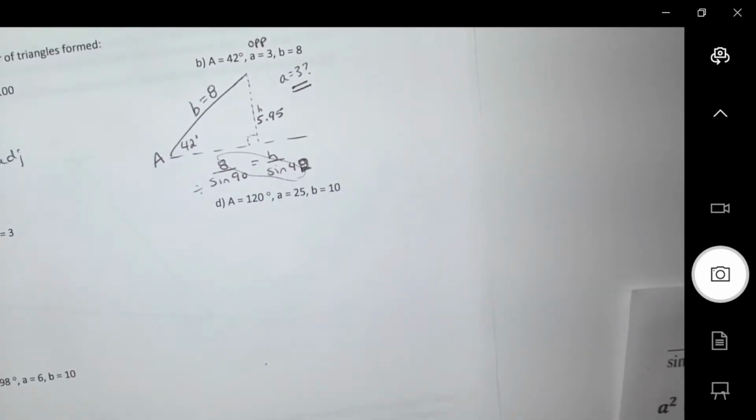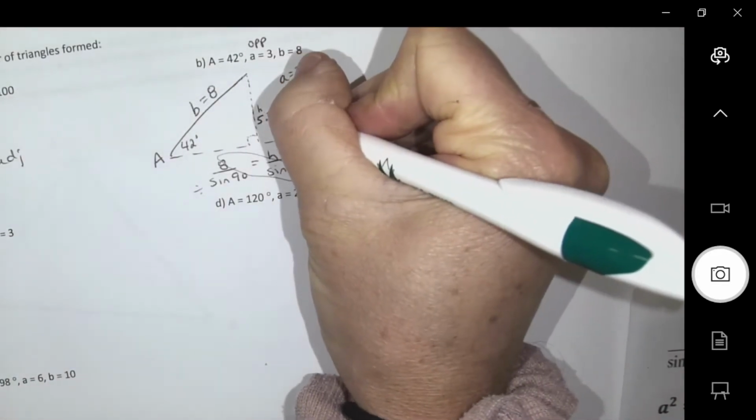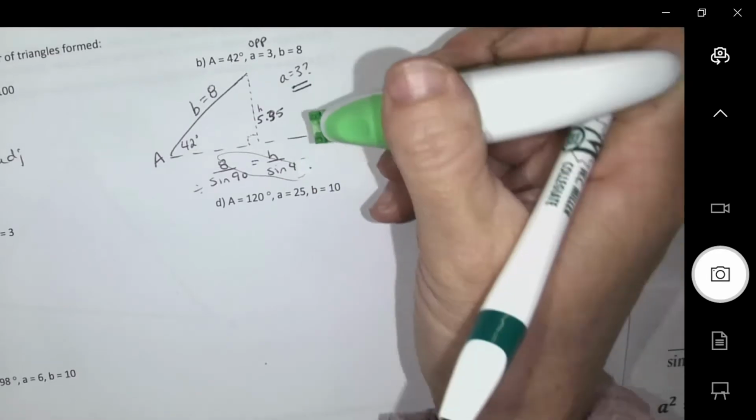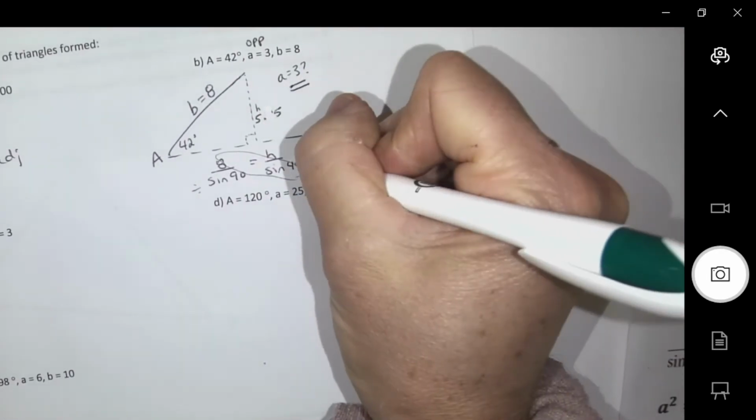Thank you. So did you have a different number than that? Yeah, I got 5.35. 5.35. Thank you. I just did a copy error. Whoops. Thanks for catching me.